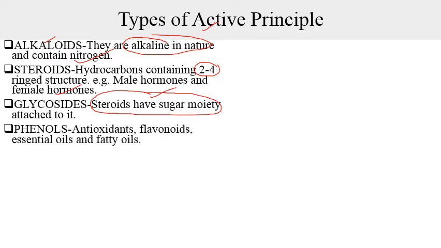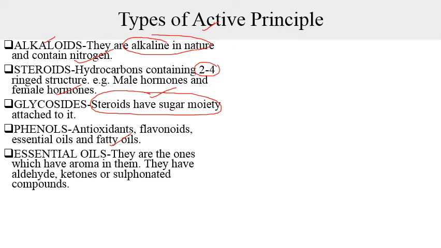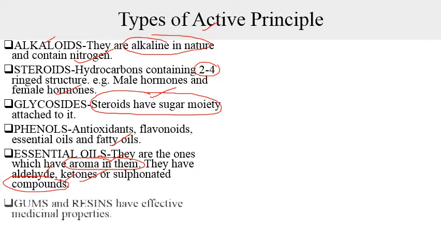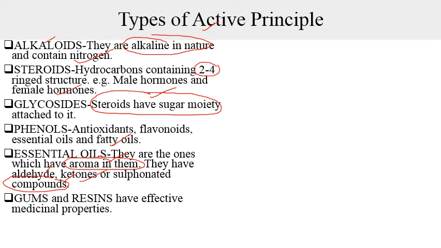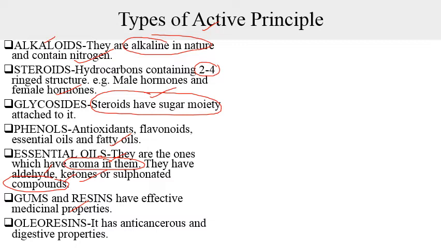Then we have phenols. They are antioxidants; flavonoids, essential oils, and fatty oils come under phenols. Phenolic compounds. Then we have essential oils. These are the ones which have aroma in them, meaning they have a special fragrance, and chemically they have aldehyde, ketone, or sulfonated compounds. I will not go into details. This is the brief information. Then we have gums and resins. They have effective medicinal properties. Then we have oleoresins, which have anti-cancerous and digestive properties, meaning they help to treat the digestive system.